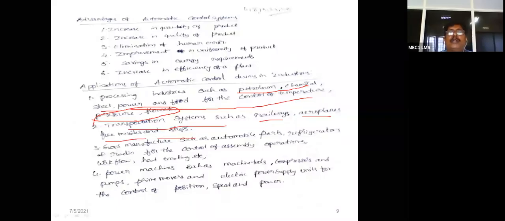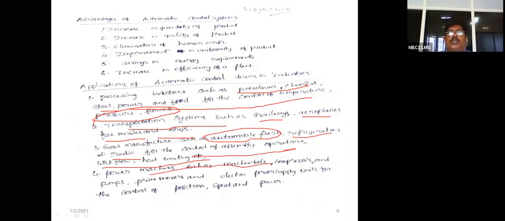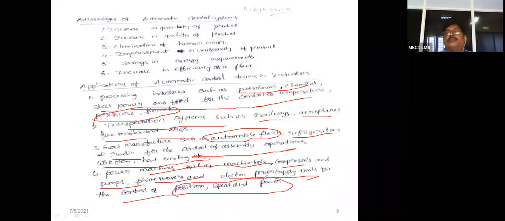Petroleum, chemical, steel, power, and food, for the control of temperature, pressure, flow, etc. And transportation systems such as railways, aeroplanes, missiles, and ships. And goods manufacturing such as automobile parts, refrigerators, and radio, for the control of assembly operations, workflow, heat treatment, etc. There is such a wide range. And power machines such as machine tools, compressors, pumps, prime movers, and electric power supply units, for the control of position, speed, and power.